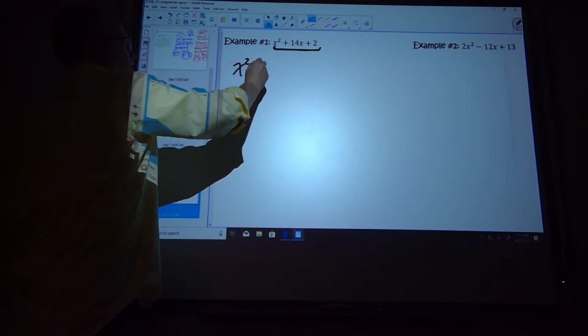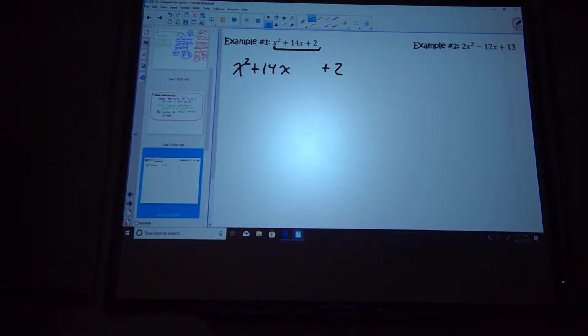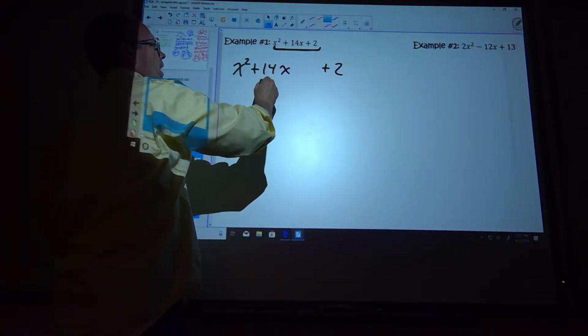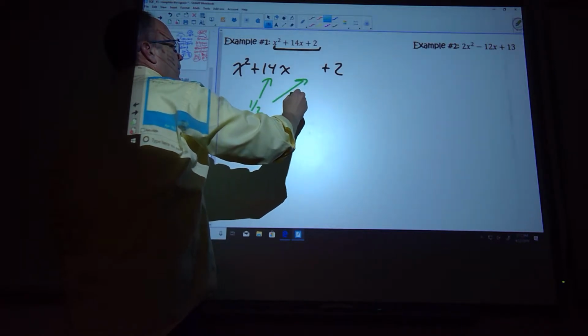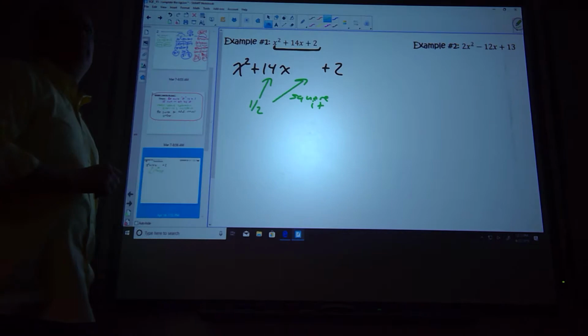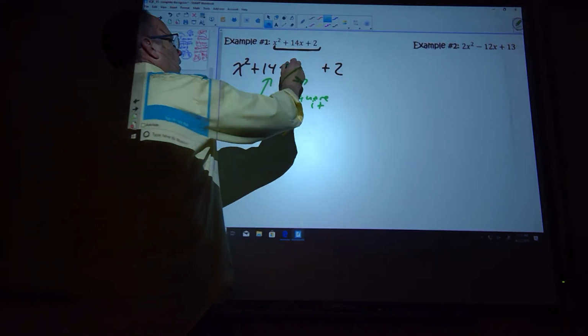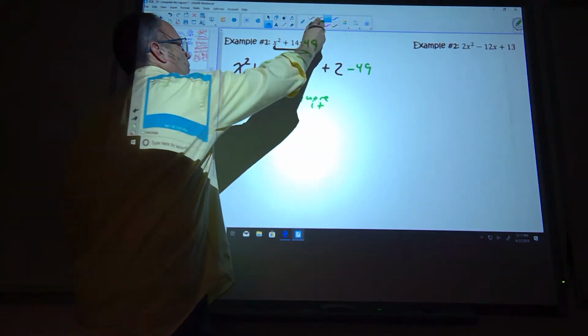My next step is make a space. Is that okay? All right, ready? I want half of that and then square it. So what's half of 14? 7. What's 7 squared? 49. If I add 49, I also have to subtract 49.